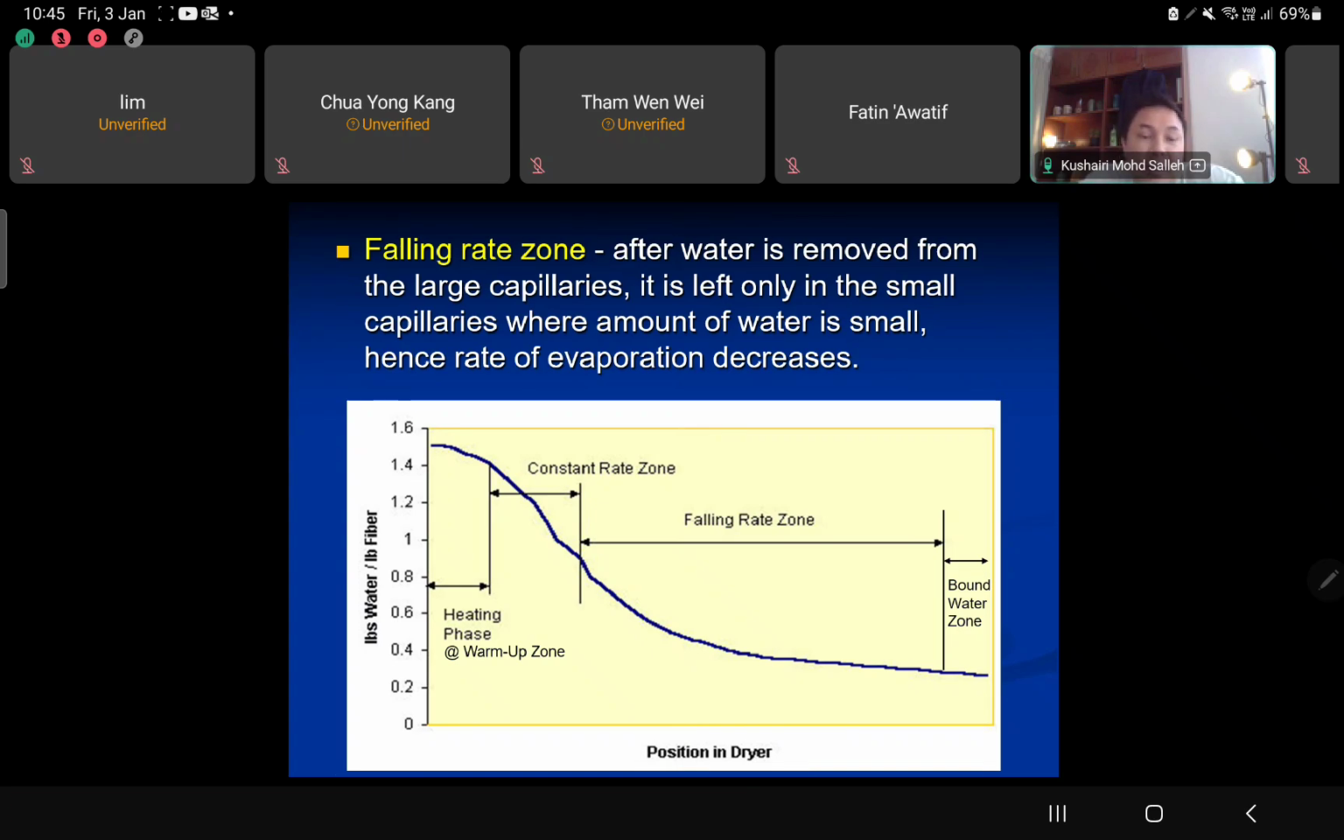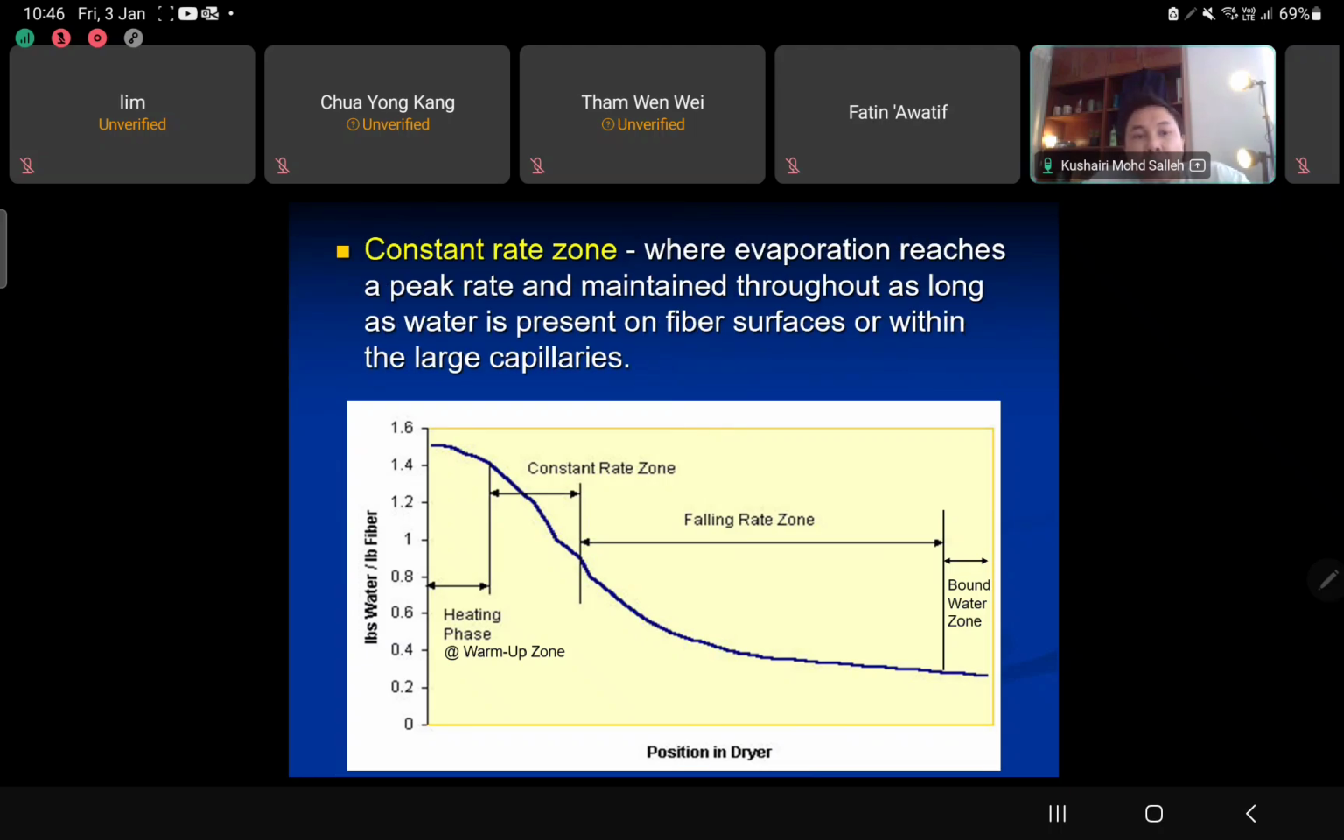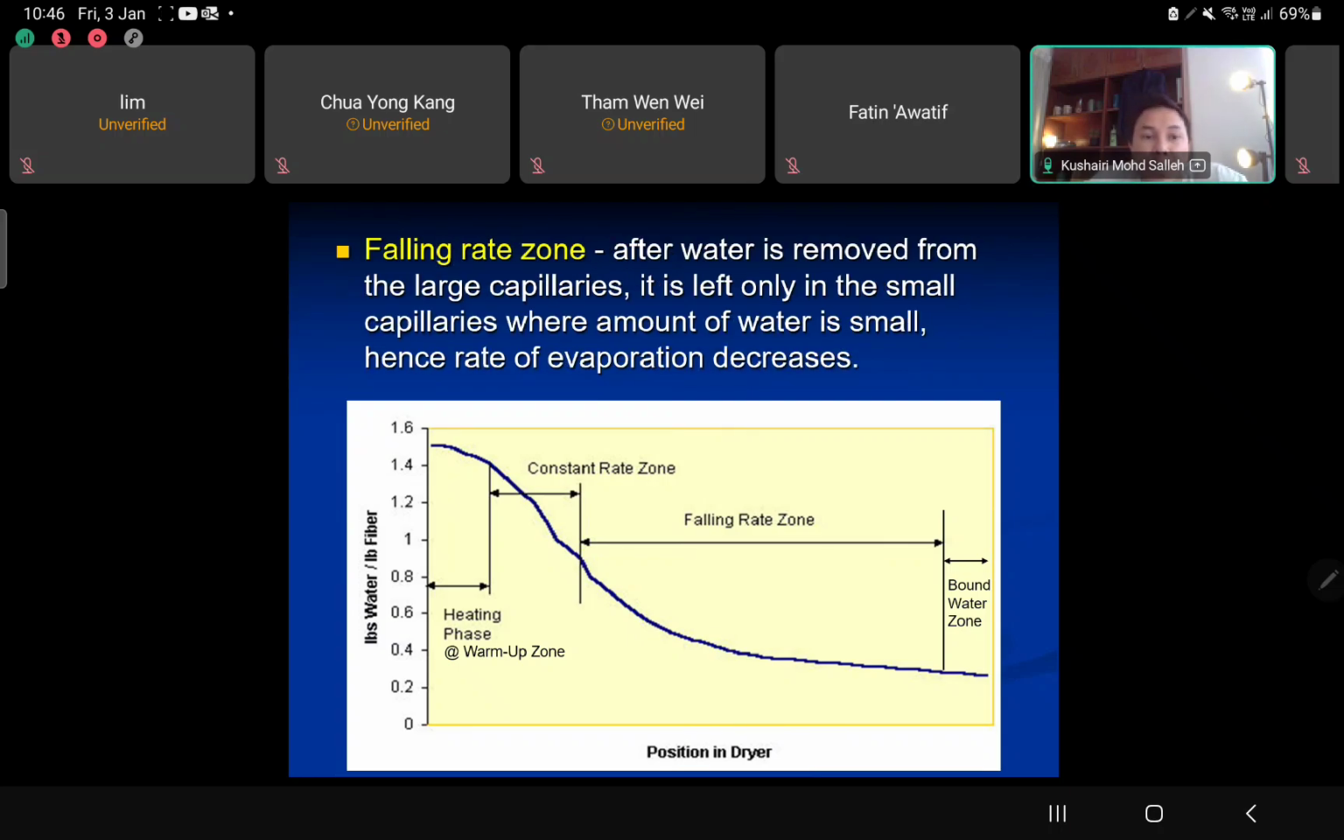So like I said, when we are talking about the zone, we are talking about the nature of the water and what kind of water we remove. Let's say, for instance, in the constant rate zone, we remove the water on the surface and also in the capillary. Maybe some of the water in the capillary is not totally removed in the constant rate zone. So in the falling rate zone, they will remove the remaining water in the capillaries. So that's why the rate of evaporation decreases.